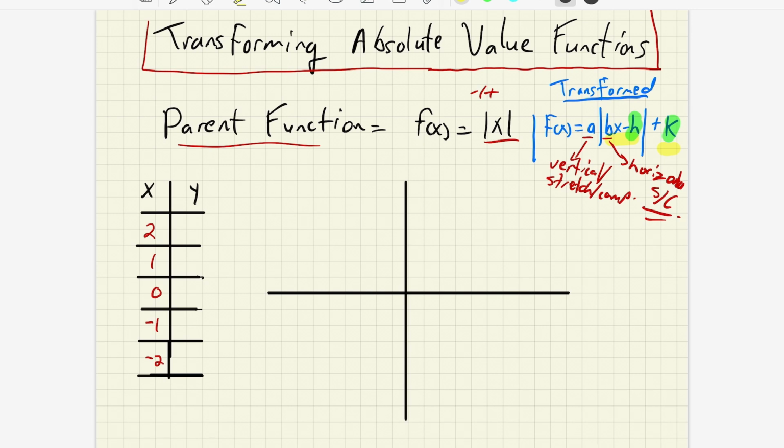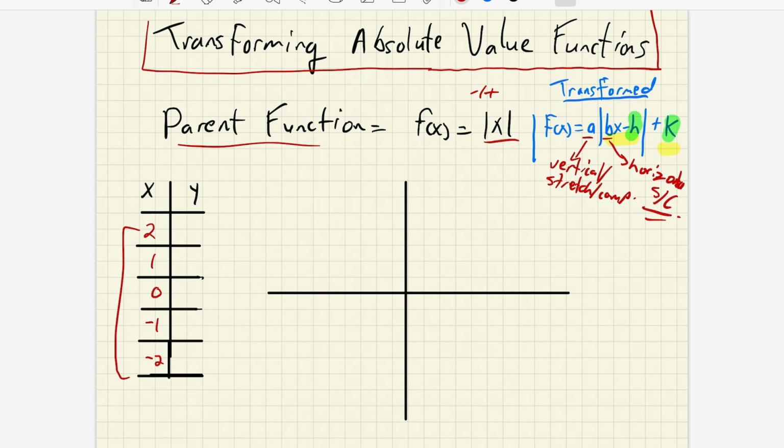Now when it comes to the k value, a negative value means it shifts up, and then a positive value means it shifts down. So I always find the best way to attempt these is to first figure out what the parent function looks like. So I've got a table of values here from 2 all the way down to -2. Unlike our root function, we can use negative numbers. We wouldn't get undefined or a syntax error when it comes to absolute value.